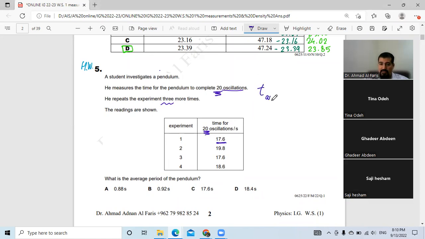So T average is equal to the first time plus the second time, plus the third time, plus the fourth time. I put the values that I have here: 17.6, 19.8, 17.6 again, 18.6. All of these divide by their number. How many do we have? We have 4. And the answer by using calculator will be 18.4 seconds. Yes, this is the average time.